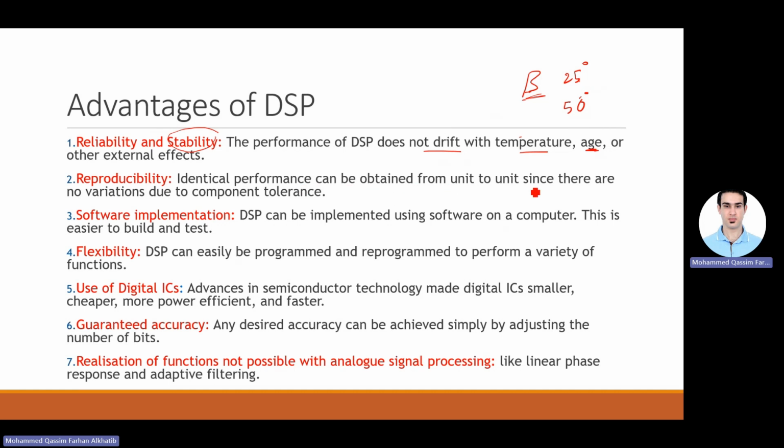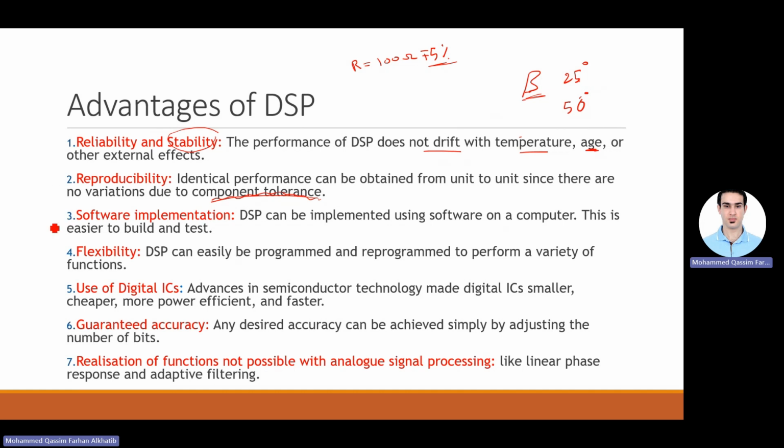It could be obtained from unit to unit since there is no variation due to component tolerance. You have exact values. Also, in analog, if you remember, even a resistor usually has, like, 100 ohm plus or minus 5%. Tolerance is always something that comes with analog. In DSP, there is no tolerance. It's always an exact value. You determine the values you need. You're not going to say, oh, I designed a filter and the bandwidth is 50 kilohertz plus or minus 10%. No, that doesn't happen in DSP. In analog, yes, because there are variations because of temperature, age, etc.